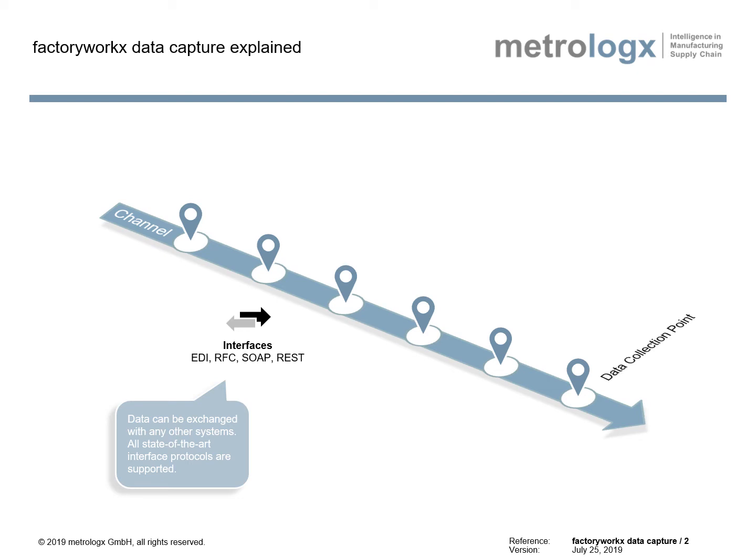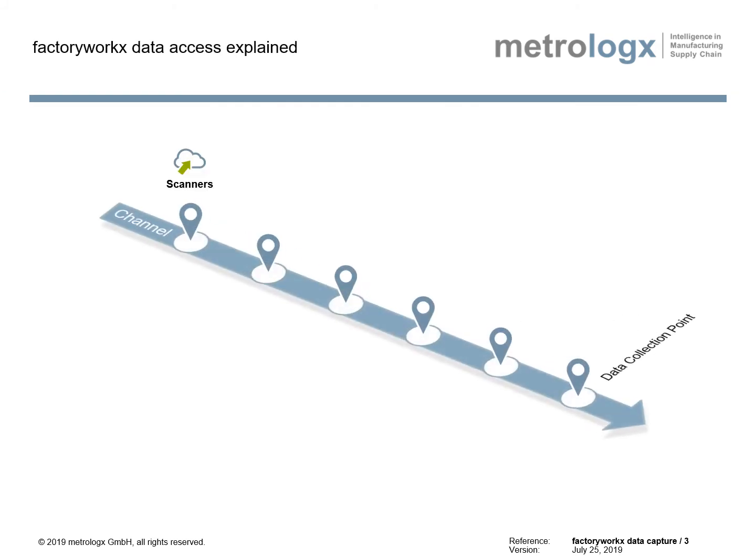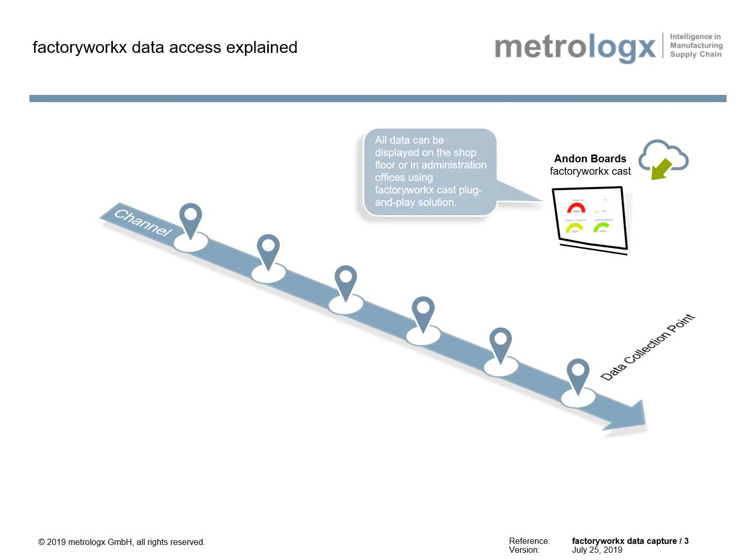How can the data entered be accessed? Data entered can be visualized on the shop floor. Monitors or Andon boards visualize data and KPIs in any means. A hassle-free solution to provide the relevant information is factoryworkx CAS, a plug-and-play device for smart visual shop floor management.